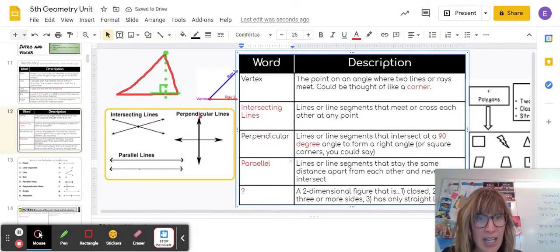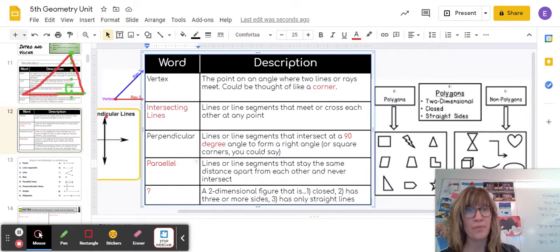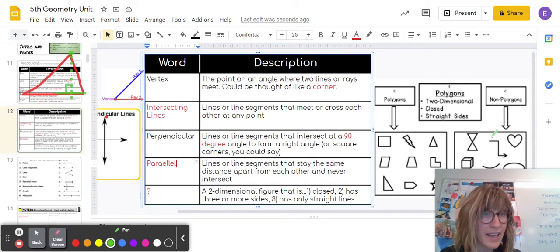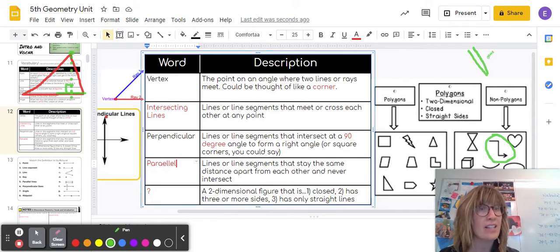And finally, we have a two-dimensional figure. So this figure is closed, meaning you can't have something like this. This is an open shape. It's not a polygon. It has three or more sides. So if you just have something like a line or something like this, that is one, closed, but it has to have three or more sides in order to close to become a polygon. And it can only have straight lines.